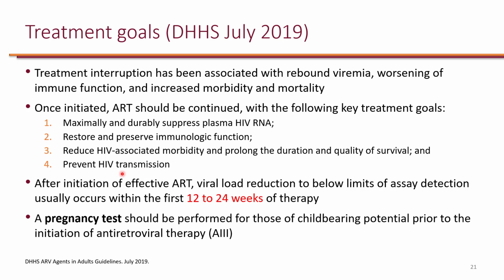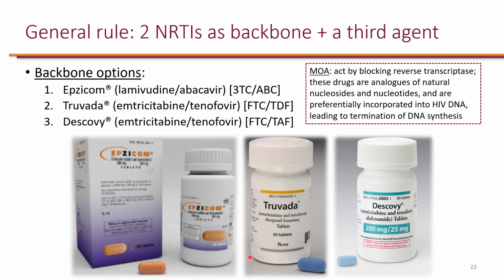Now, the current ART are so effective that once we start ART, the patients are expected to have undetectable viral load within 12 to 24 weeks, or basically 3 to 6 months. The recommendations in this guideline apply to non-pregnant patients. There is a separate guideline for pregnancy. Regardless, it is important to do a pregnancy test prior to initiating antiretroviral therapy, because recommendations for pregnancy are different because of some of the toxicities of the drugs that could affect the infant or fetus.